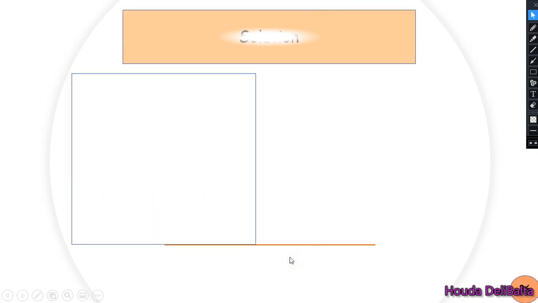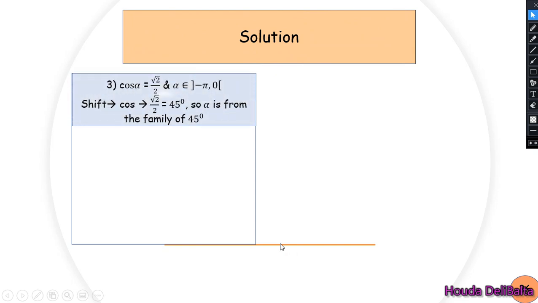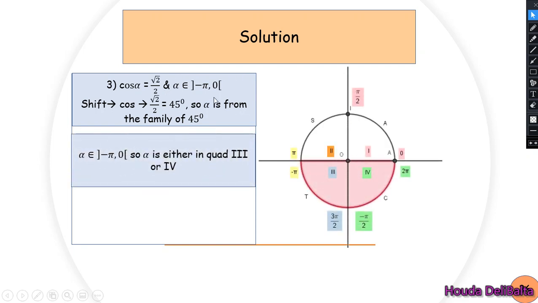Here is example 3. I have that cosine alpha is radical 2 over 2, and alpha also belongs to minus pi to 0. Again, using the calculator, shift cosine of radical 2 over 2, then it is from the family of 45. Again, I shade the required region according to the given interval. It's between minus pi and 0. Then I shade regions 3 and 4, so alpha is either in quadrant 3 or 4.